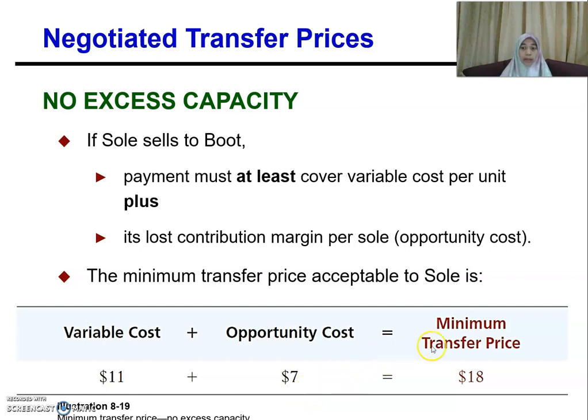So my transfer price must be 18 ringgit. That's the minimum. What if 19? Yes, I can sell to you at 19. If you want to purchase at 20 ringgit, of course, I'm happy to sell it to you at 20 ringgit or any price higher. But not any price lower than 18, because that's the minimum transfer price.